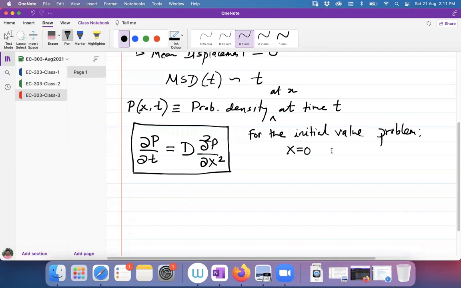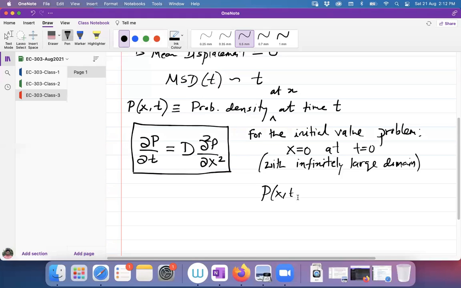X equal to 0 at t equal to 0. What did you find? I showed that this p of x,t has this feature. It has 1 over square root of Dt. It has a prefactor and then an exponential of x squared by Dt.